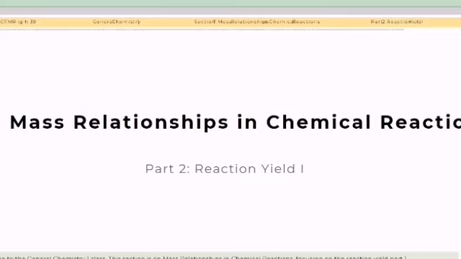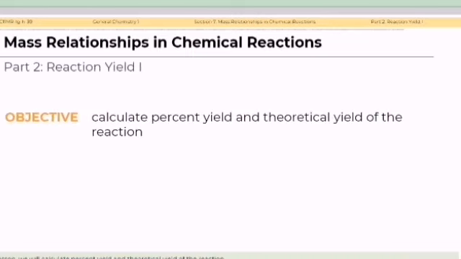This section is on mass relationships and chemical reactions, focusing on the reaction yield, part 1. In this lesson, we will calculate percent yield and theoretical yield of the reaction.